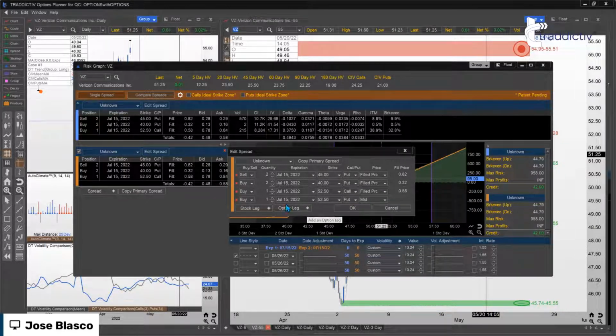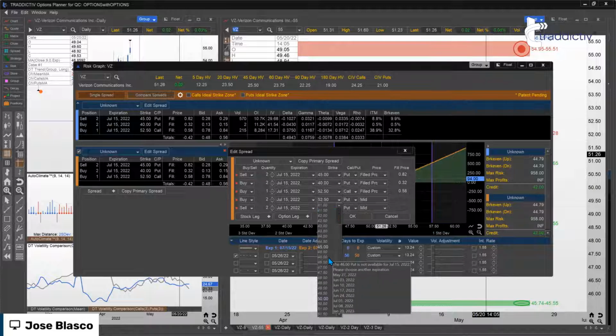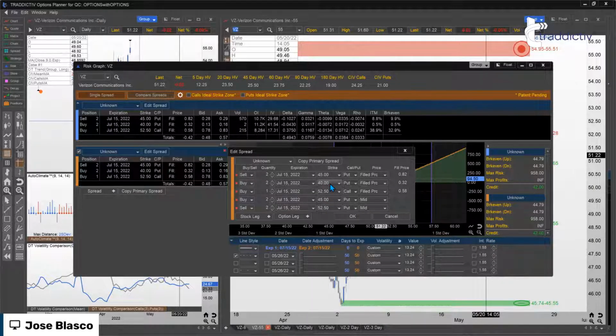Okay, with 2 units each, where 1 put is going to be to buy, 1 put is going to be to sell. So the one I want to buy is the one I sold, which is the 45 put. So buy the 45 put to close it. And the one I want to sell is the one I bought, which is the 40. So sell the 40 put right here. And if I do that, then I click OK.